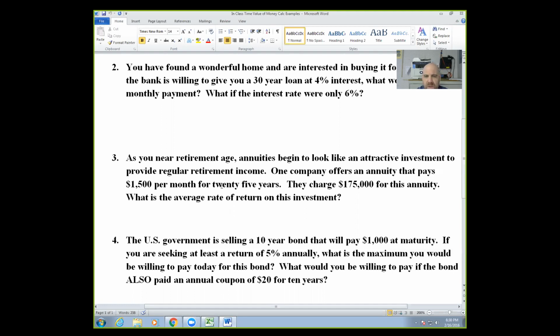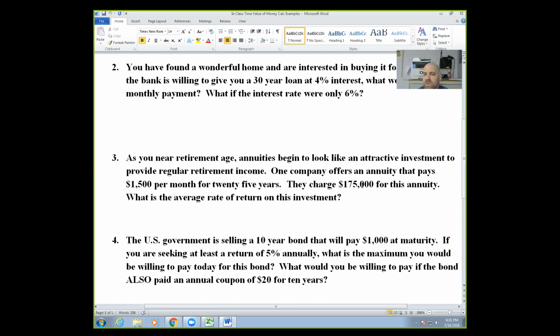So $1,500 a month for 25 years, they charge $175,000 for this annuity. That means that you give them $175,000 today, and in exchange for that, they will pay you $1,500 a month for 25 years. Their benefit, the reason why they do this, is because they get to have that money for their capital to do whatever, right?